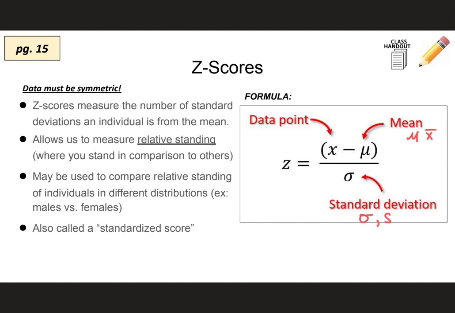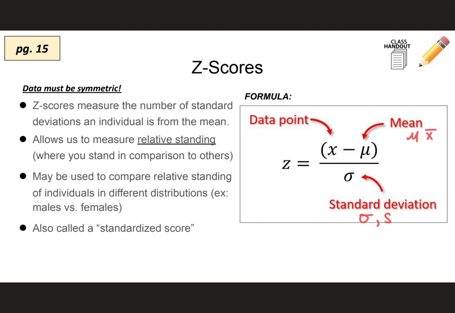Z-scores allow us to measure relative standing, where you stand in comparison to others. It may be used to compare relative standing of individuals from different distributions. For instance, you can compare males versus females. If you're talking average height, males tend to be taller than females, so they have a different mean and standard deviation, but you can compare relative standing of individuals based off those distributions. Sometimes Z-scores are also called a standardized score.